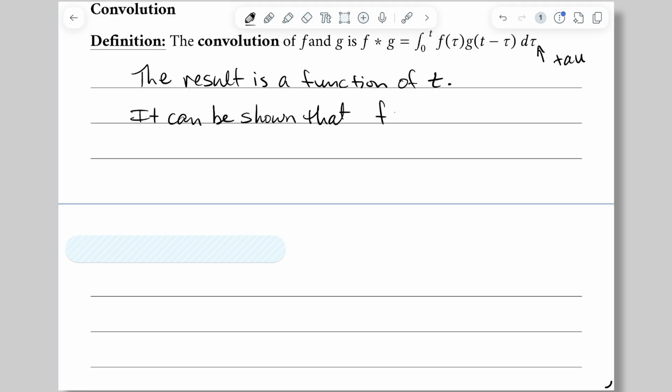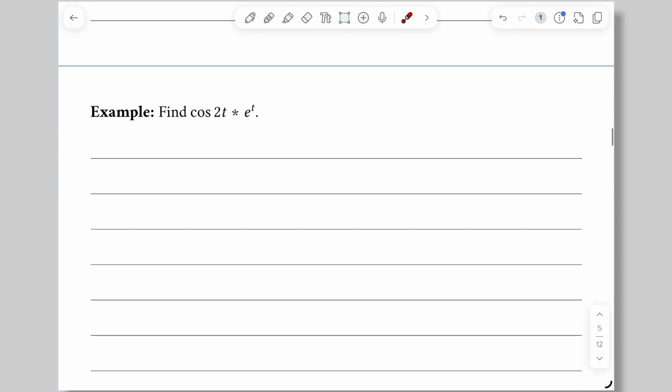It can be shown that f star g is equal to g star f. In other words, convolution is commutative. What that really means for us is when we see this integrand here with the f of tau and the g of t minus tau, it doesn't matter which of f or g has the t minus tau in it. Let's see what this actually looks like here.